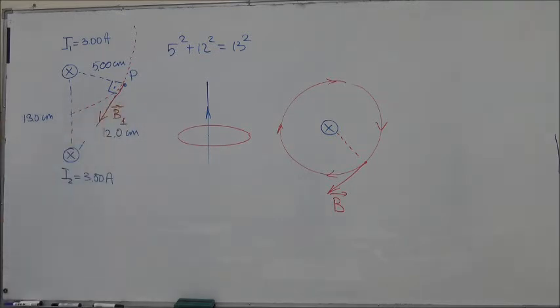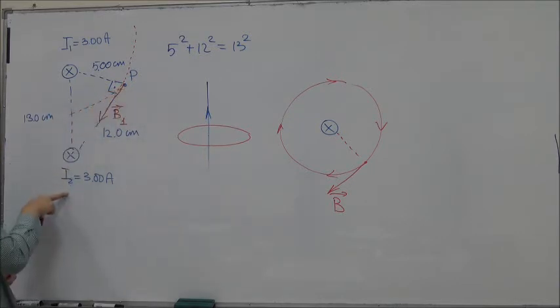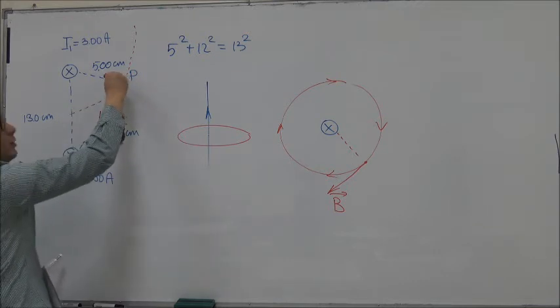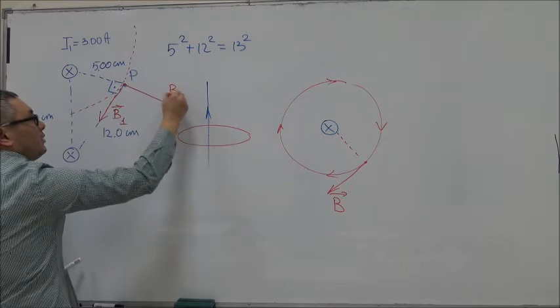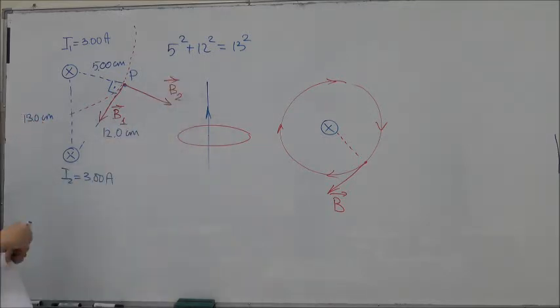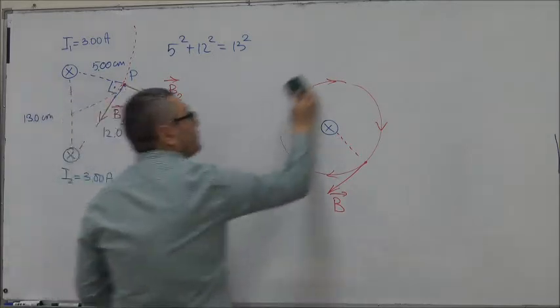A similar approach can be adopted for the second one. So the second current is going into the board, and the direction of the magnetic field at point P due to the second current would be going along this line. So this would be B2. So now let's find the magnitudes of B1 and B2.